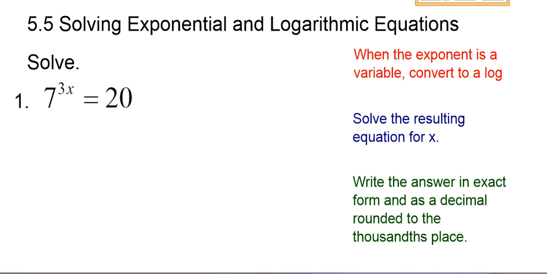When you're solving equations with exponents or logs, first we want the exponent or log to be by itself, then we're going to convert it. So when the variable's in the exponent, we're going to convert it to a log. Since the base is 7, we're going to convert it to a log base 7, because the base is the base. But then the exponent becomes the answer, and the answer goes with the log.